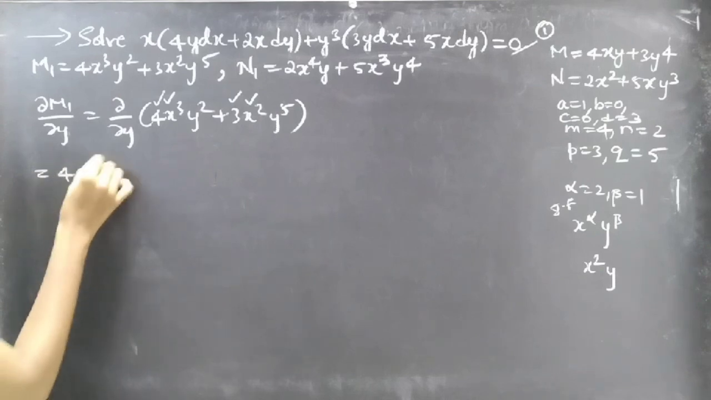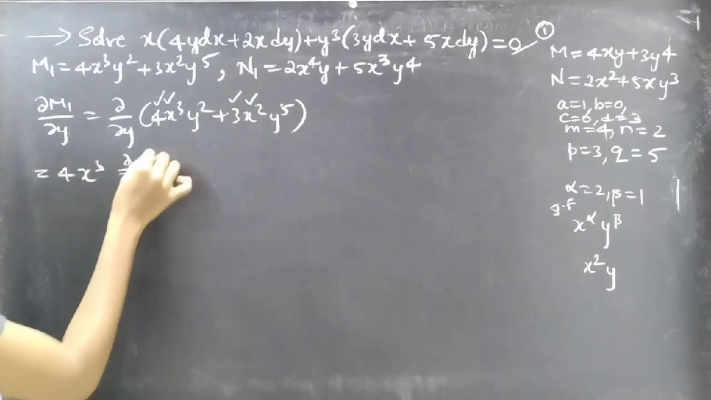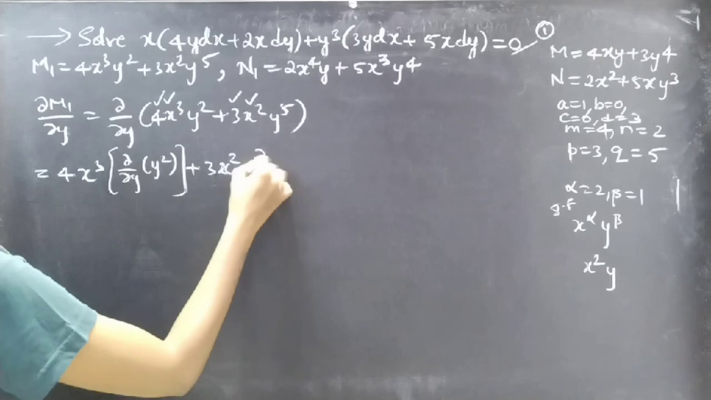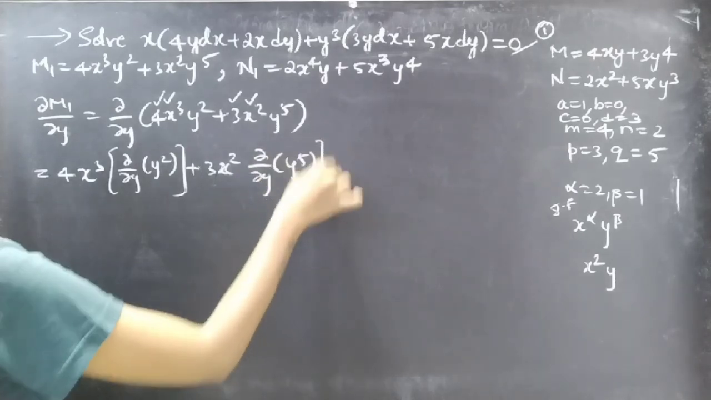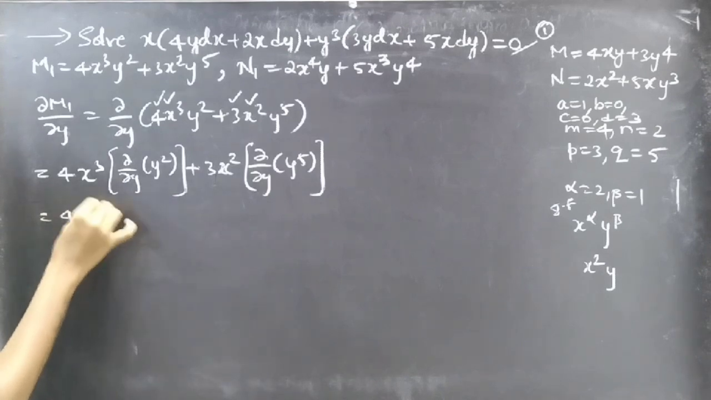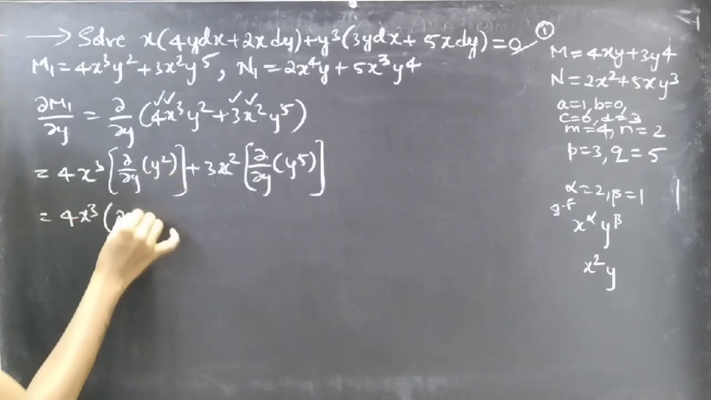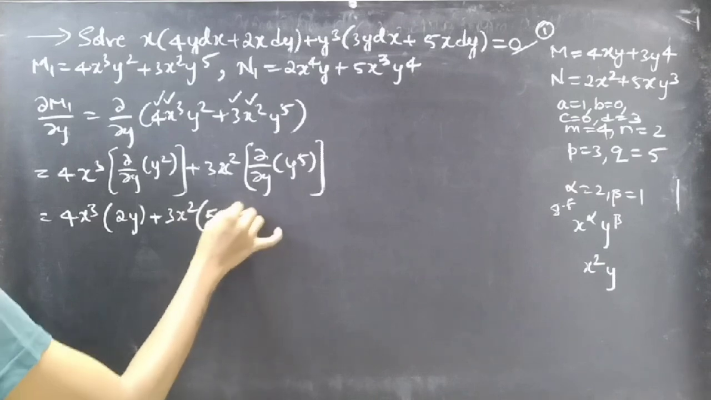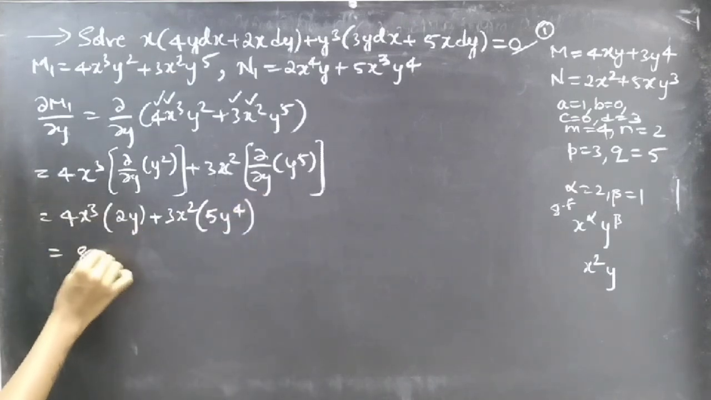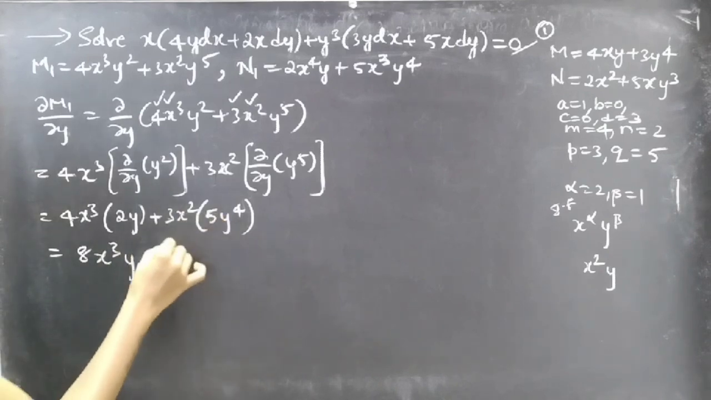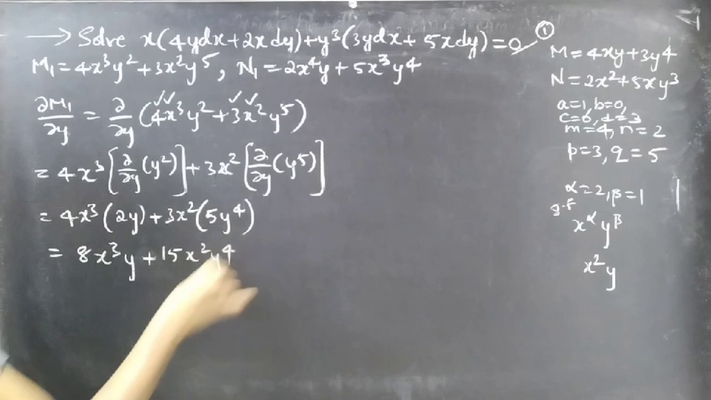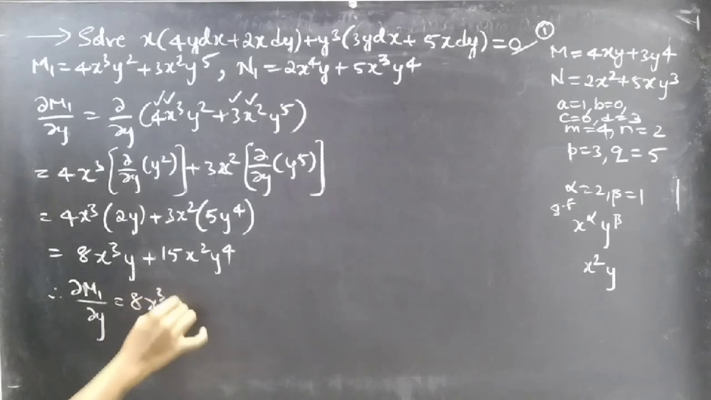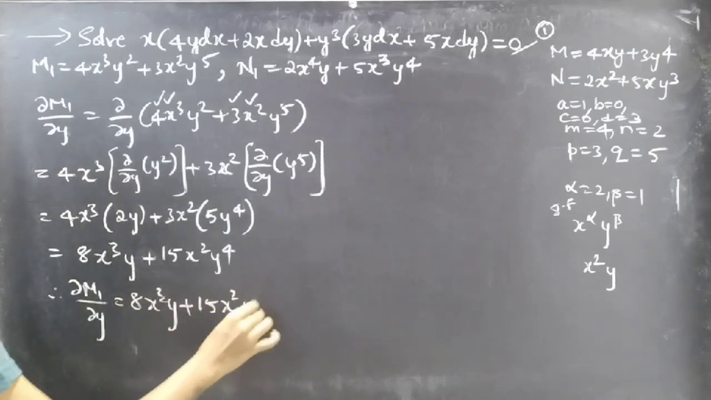So we can write this as 4x cube into partial derivative of y square with respect to y, plus constant into partial derivative of y power 5 with respect to y, right? This gives us 4x cube into 2y, plus 3x square into 5y power 4, which gives us 4 2s are 8, x cube y, plus 3 5s are 15, x square y power 4. Therefore, partial derivative of m1 with respect to y equals 8x cube y plus 15x square y power 4.